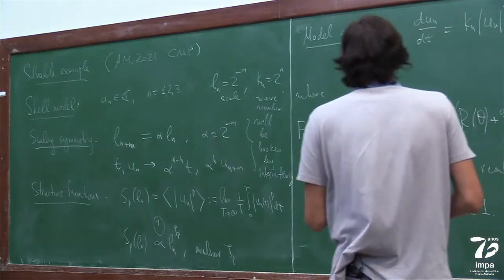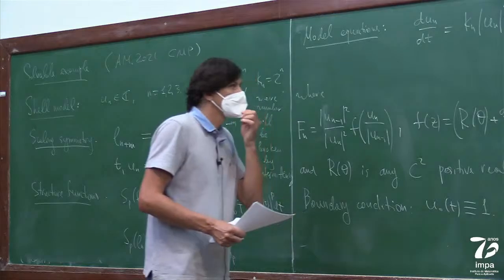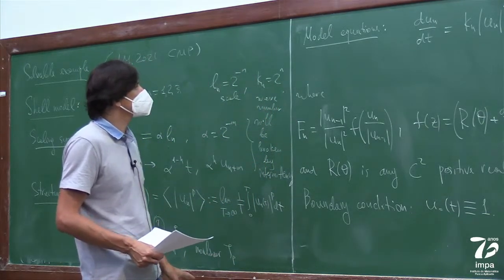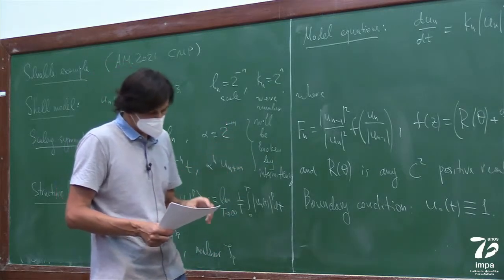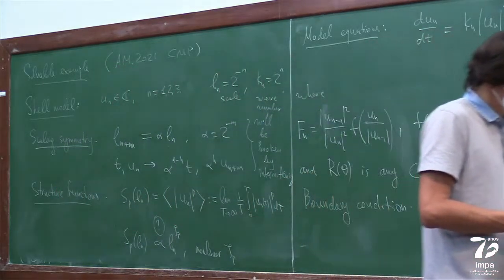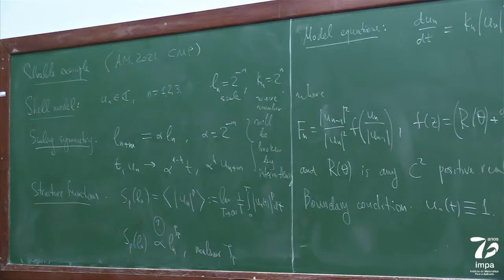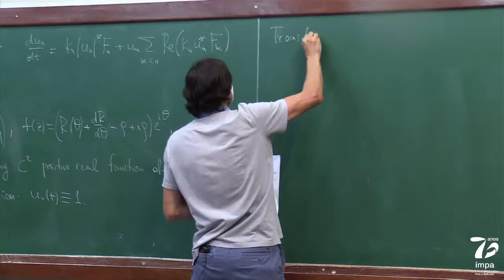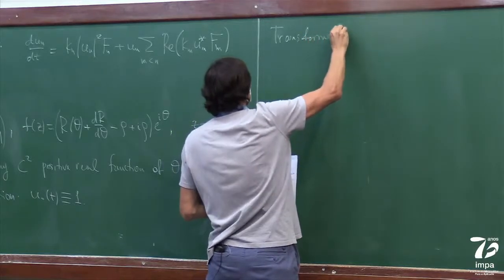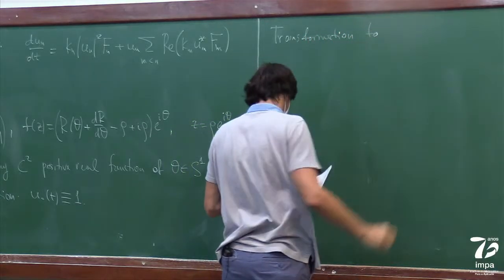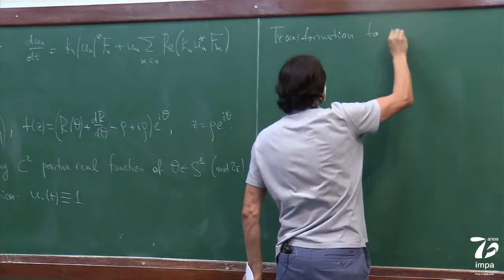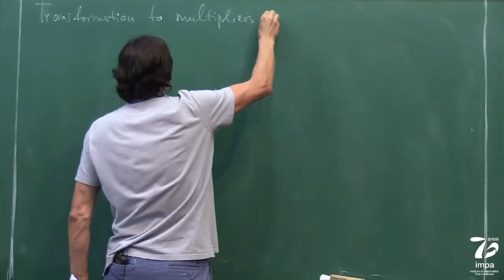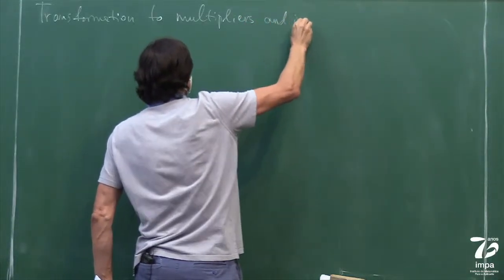So let's see first why we took this complicated form of the equations, and in fact, these equations will tremendously simplify if we make a first transformation to multipliers and intrinsic times.